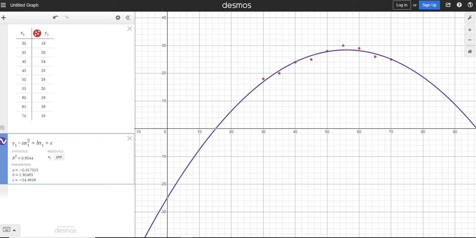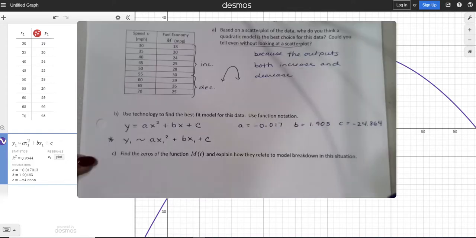So a is negative 0.017. B is 1.905. And C, negative 24.864. So there's the A, B, and C values from Desmos.